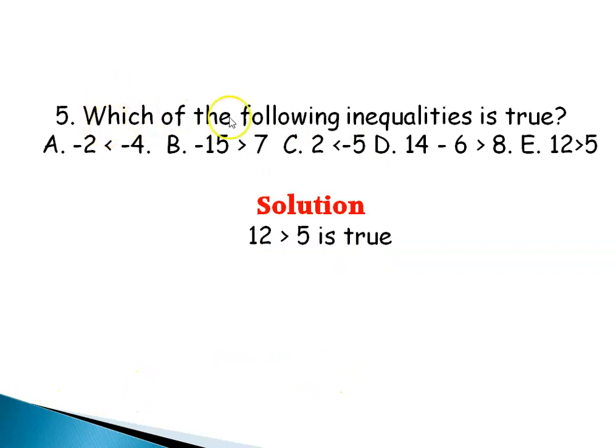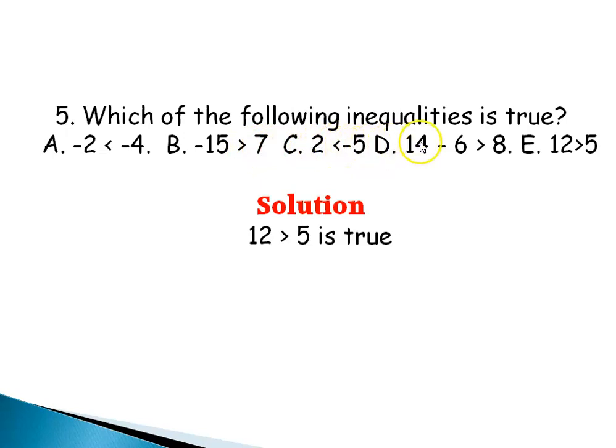Question 5. Which of the following inequalities is true? So this is saying minus 2 is less than minus 4. That's not true. B is saying minus 15 is greater than 7. That's not true. This is saying 2 is less than minus 5.